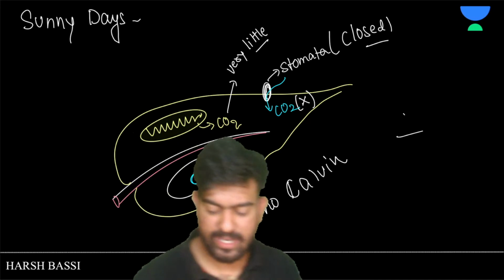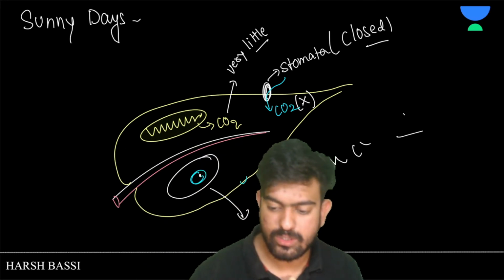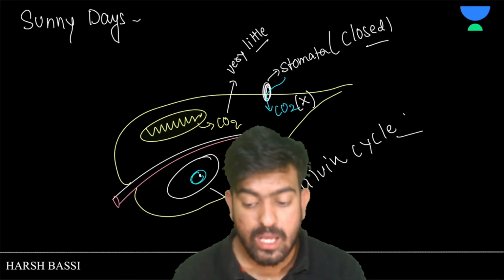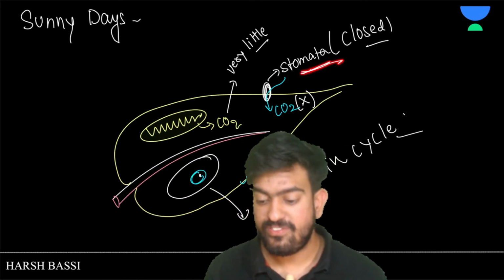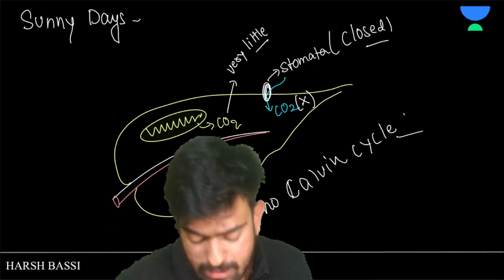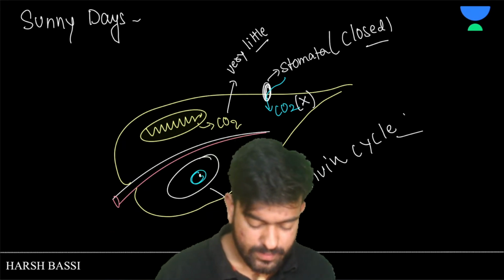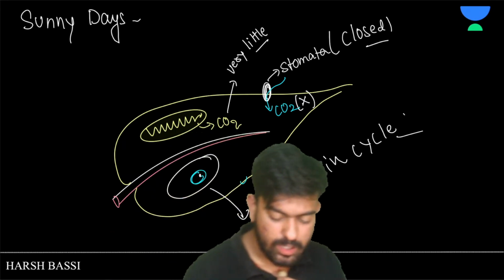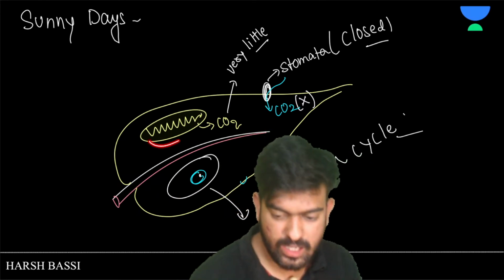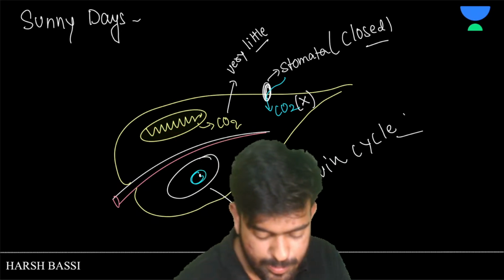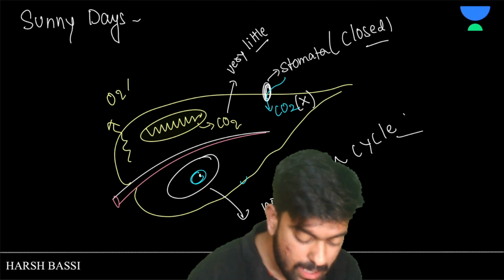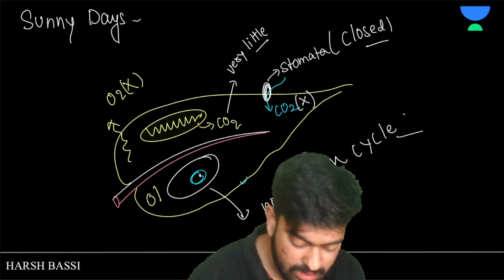In this case, no Calvin cycle. But sir, something has to be done. So what is going to happen? See, if I am saying the stomata is closed, then what does it mean? Oxygen is also not able to escape. During photosynthesis, oxygen is also produced inside the plant. So oxygen is also not able to go out. So the concentration of oxygen will increase.